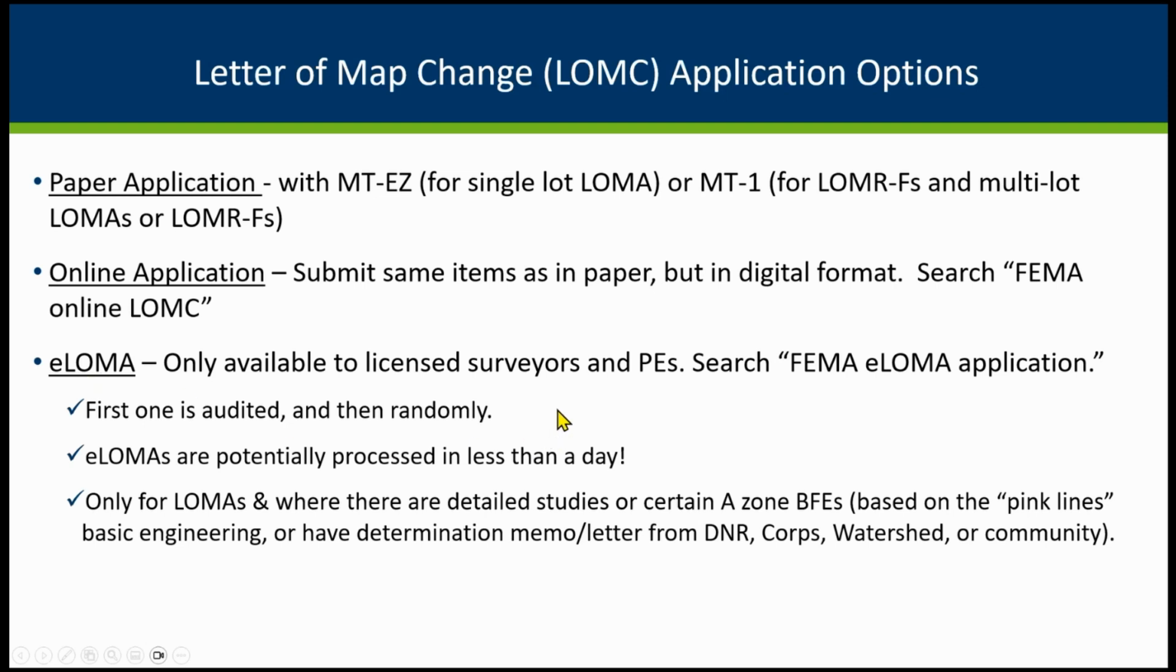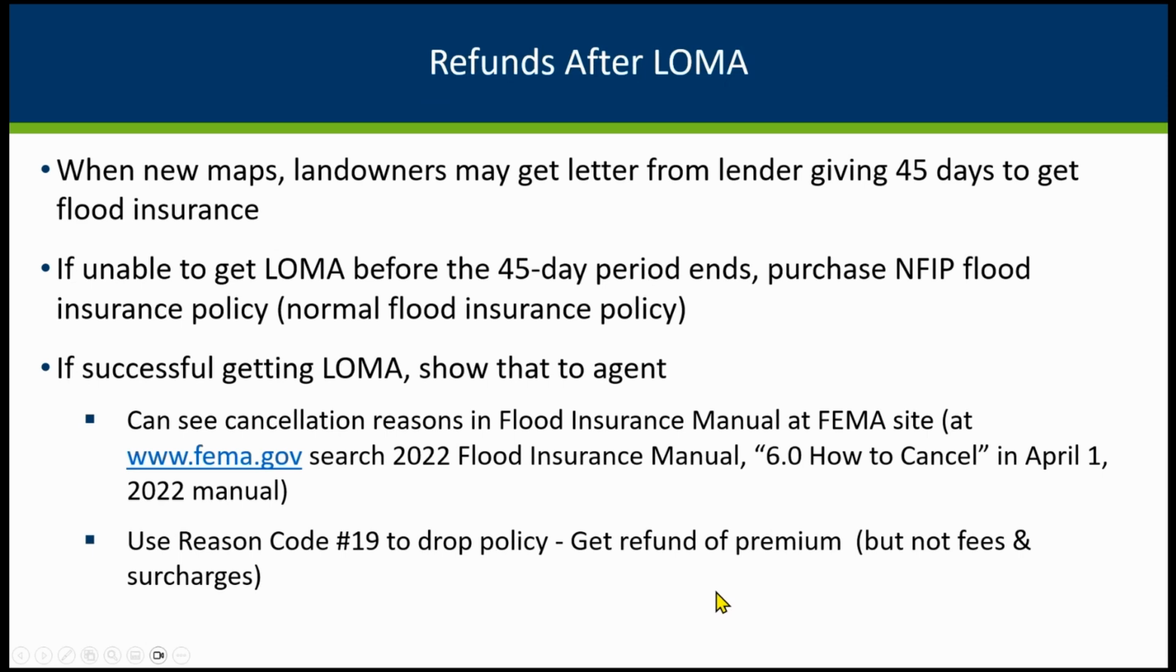The first one's audited and then randomly, but they can get those in potentially less than a day, which is much quicker than the average 35-day period for the online or paper letter of map amendment. And you can get refunds after a LOMA. It won't be the full amount because some fees don't get refunded, but most of the premium can get refunded. So if someone's told they need flood insurance within 45 days, we tell them to get that policy and get your LOMA, and you should be able to get at least a partial refund.